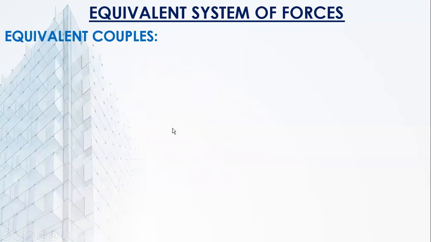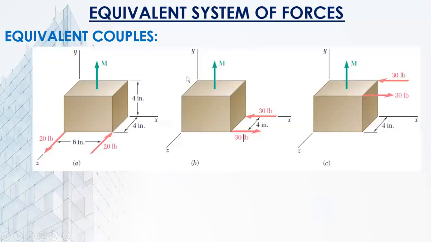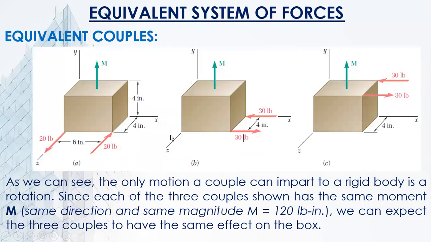And then we also have equivalent couples. Here is a sample illustration. As we can see, the only motion a couple can impart to a rigid body is a rotation. That is all, just rotation. There is no translation because the forces cancel out. Since each of the three couples shown has the same moment, magnitude, and direction equal to 120, we can expect the three couples to have the same effect on the box. Meaning this couple is equivalent to this couple and equivalent to this couple.